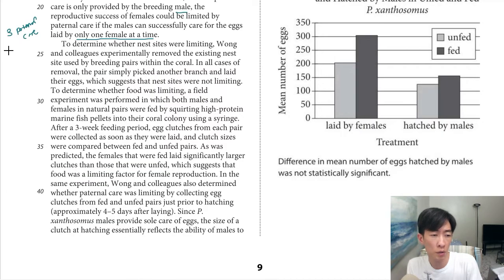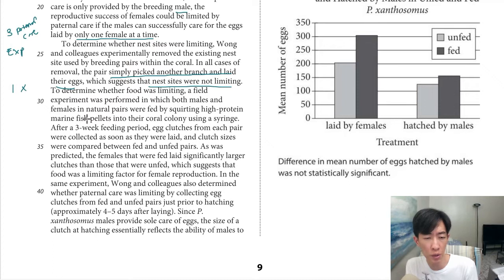And now in the next paragraph, we actually get into the experiment. And again, they go pretty much according to those 3 things. So what they do first, line 25, they experimentally removed the existing nest site. And what did they do? Line 27, the pair simply picked another branch and laid their eggs, which suggests that nest sites were not limiting. So the first one, the sites, is not the limiting factor.